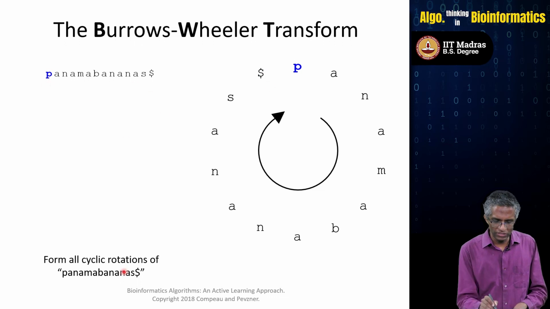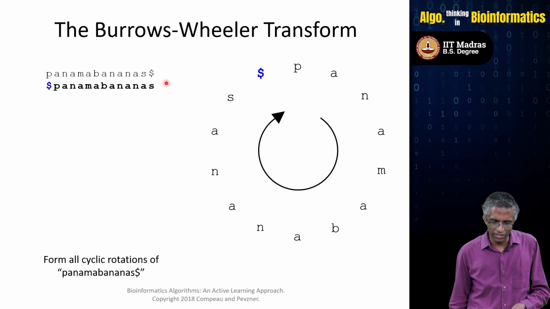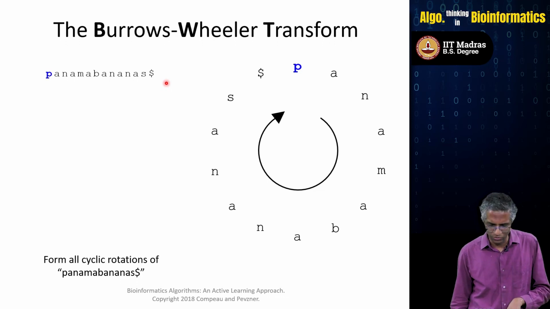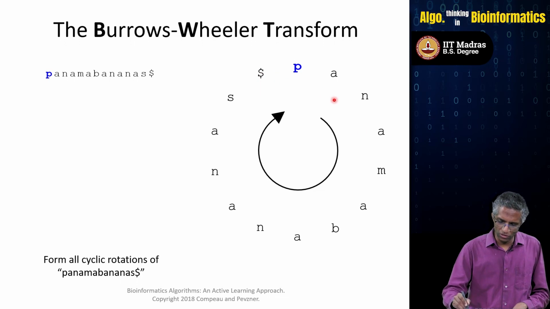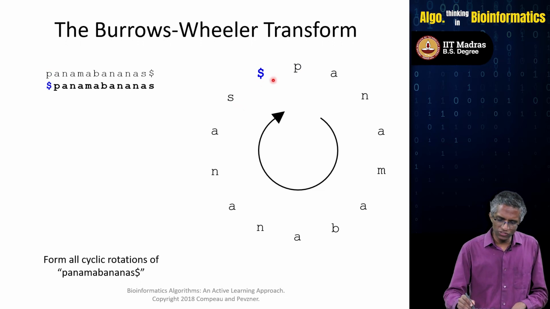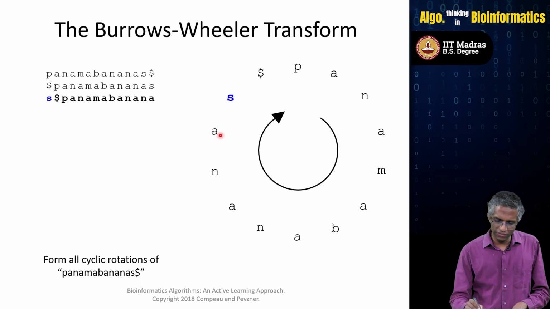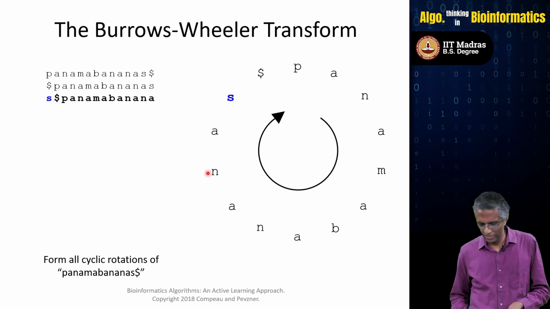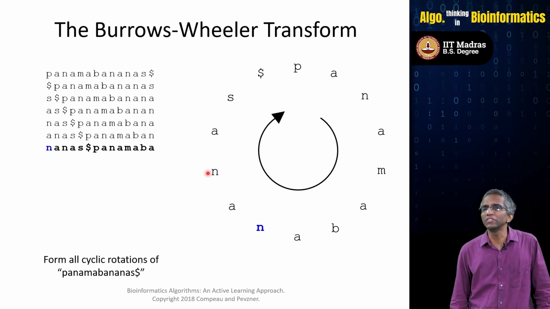So then we want to make all cyclic rotations of Panama bananas. So we have Panama bananas dollar. Then we start with dollar and say dollar Panama bananas, right? Then we have S dollar Panama banana. Then you start from this A here, AS dollar Panama banana, and so on. So you just keep all the cyclic rotations of this particular string.